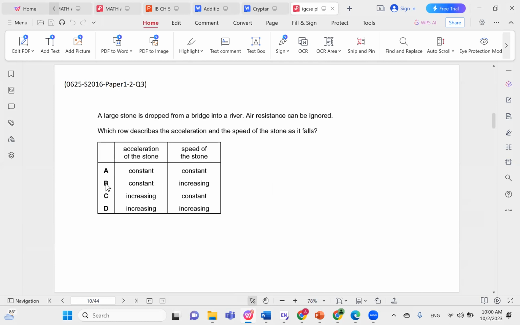A large stone is dropped from a bridge into a river. Air resistance can be ignored. There it is. So I can ignore air resistance. Therefore, my acceleration here is going to be constant. So we're between choice A or choice B.